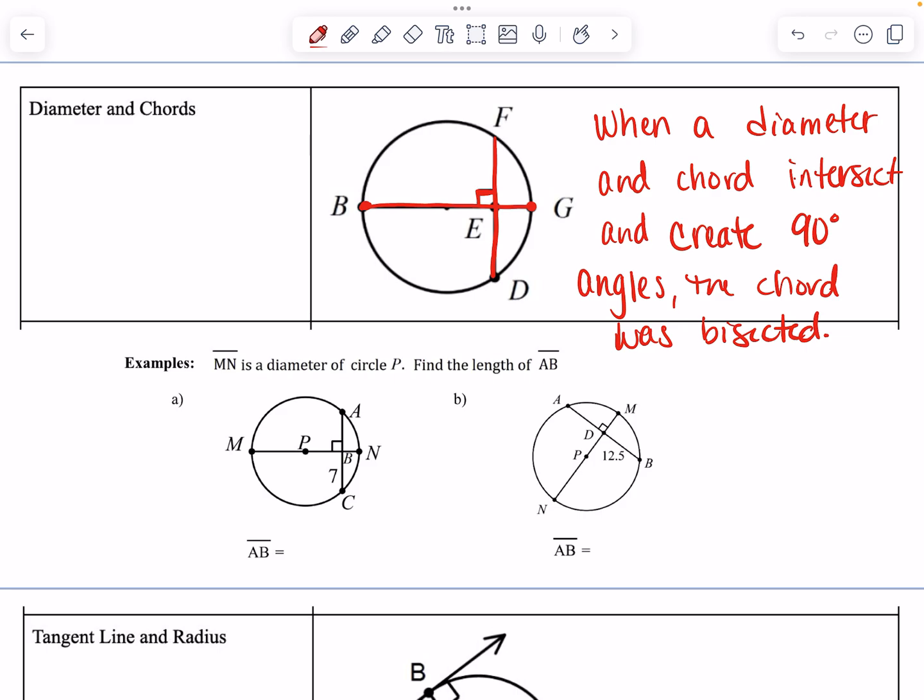So that means, let me change color here. That means that this segment right here is congruent to this segment right here. So FE would be said to be congruent to DE, okay? And that's only if that 90-degree angle shows up.